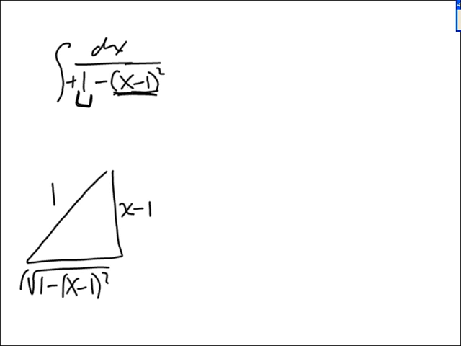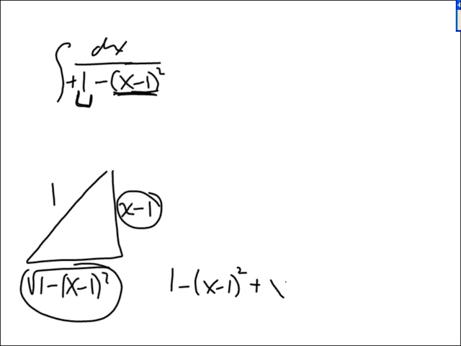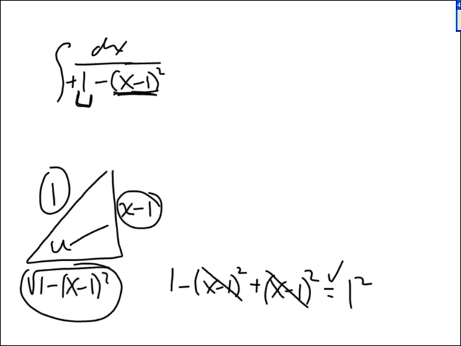After all, if you square this, you get 1 minus (x minus 1) squared. Plus, if you add on that squared, well, this cancels out. And yes, you do get the hypotenuse squared. 1 does equal 1 squared. Well, let us call that u. And we want to divide the two simpler sides. This over that. That's the sine. We're going to say that the sine of u is x minus 1.